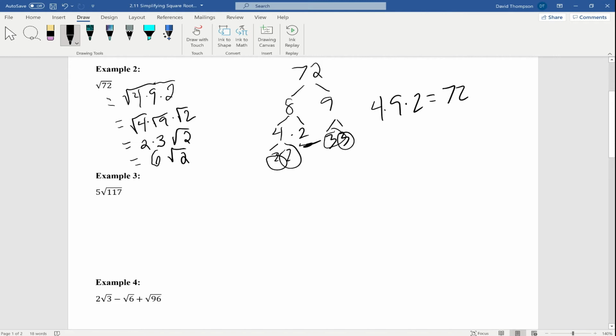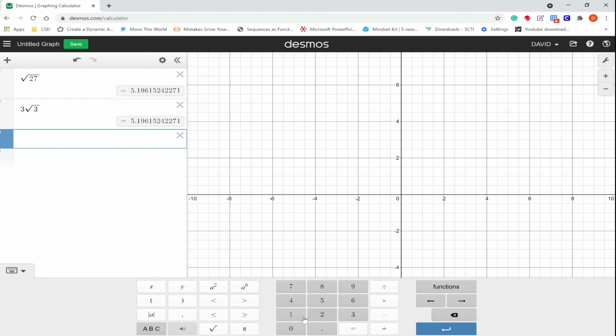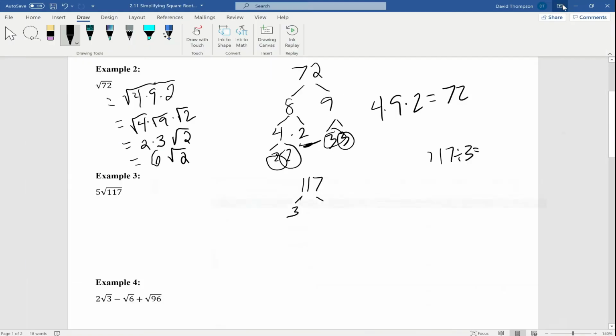Example 3, we're given 5 root 117, and we're told to simplify it. So we want to see first if we can do anything with 117. We know 3 can go into it. Let's see what times 3 will give me 117. So we do 117 divided by 3. That's going to give me 39.